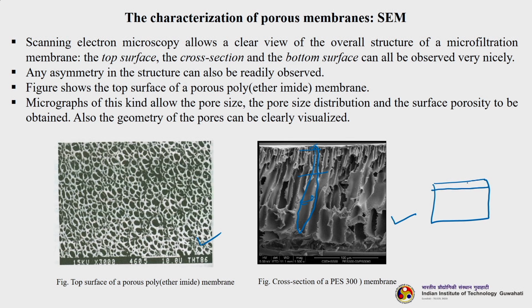We can see this is a dense layer, and then we can see the porous layer here. So, if you look at the cross section, it will easily tell us whether the membrane is an asymmetric membrane or not.